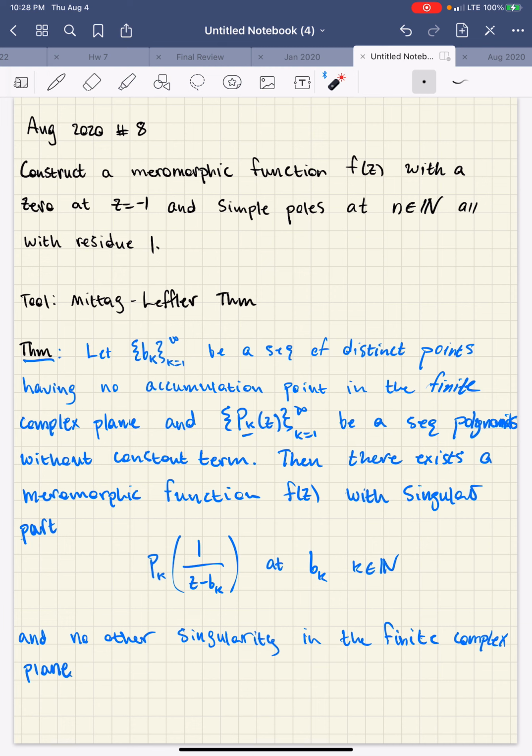So if we have this sequence of complex numbers and this corresponding sequence of polynomials, then the Mittag-Leffler theorem tells us that there exists a meromorphic function, we'll call it f of z, that has this exact singular part. The exact singular part is the polynomial applied to 1 over z minus b sub k, where b sub k is that location or that point in the complex plane. So this is basically allowing us to construct a function with singularities placed exactly where we want them at a countable set of distinct points that don't have an accumulation point in the complex plane. And furthermore, this meromorphic function has no other singularities outside of this singular part. Okay. So we're going to try and use this for our problem.